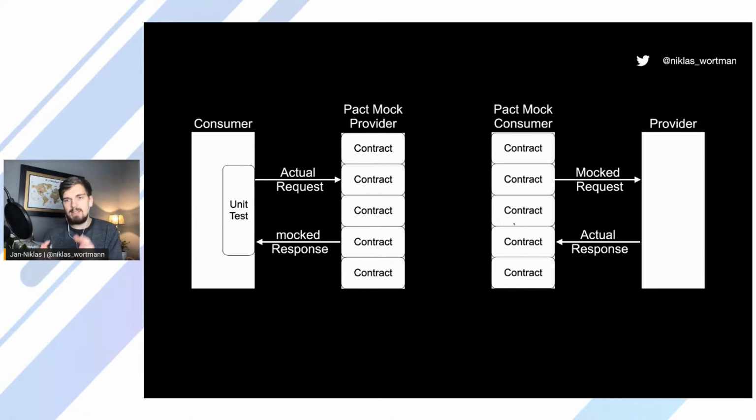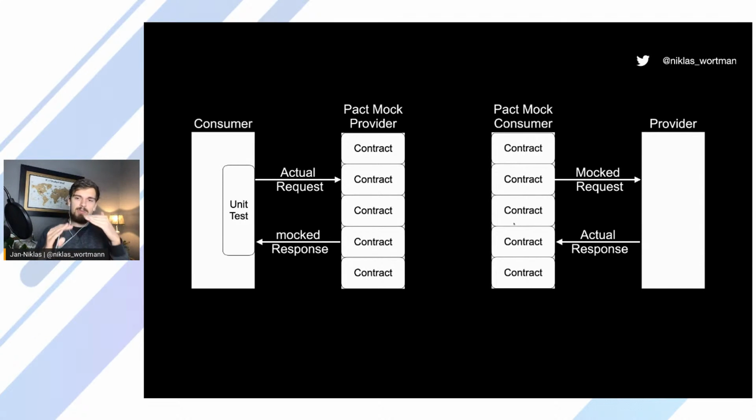So on the provider side, it looks similar. Just the fact that now we're spinning up the whole server for our provider. So either a backend, some kind of Spring Boot, whatever it is in the end. You just spin this up, and then you also run a Pact mock consumer and fill this one with the contracts.